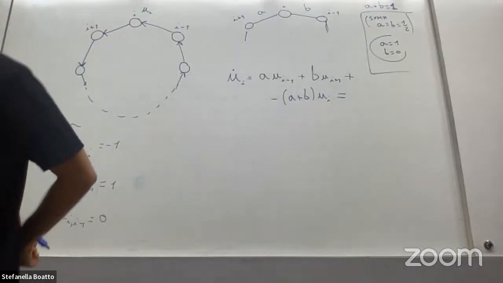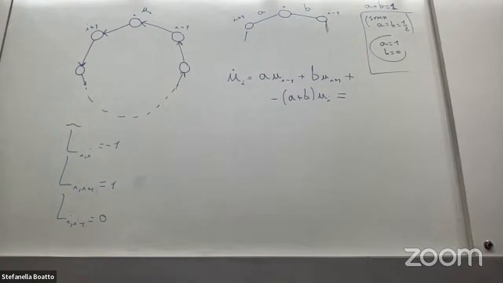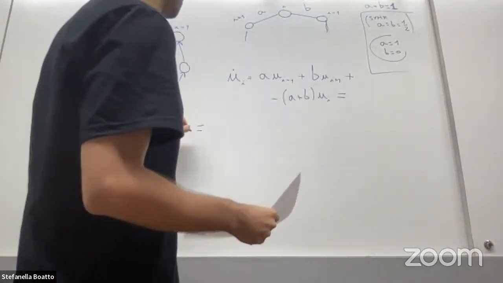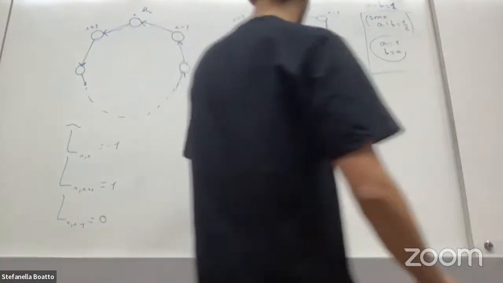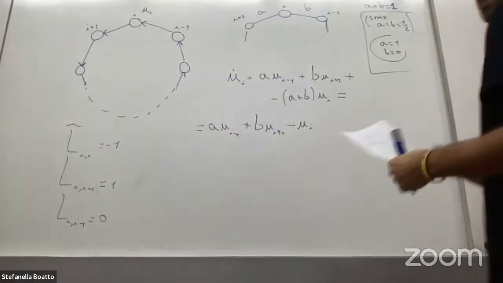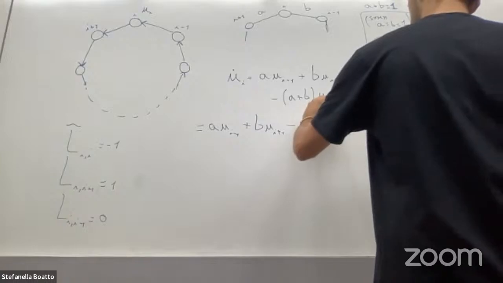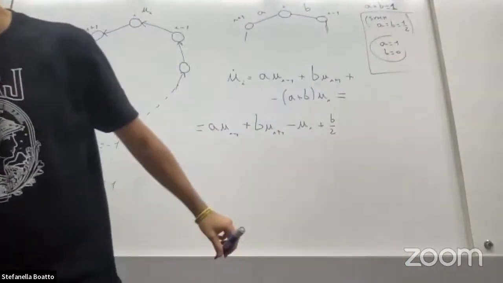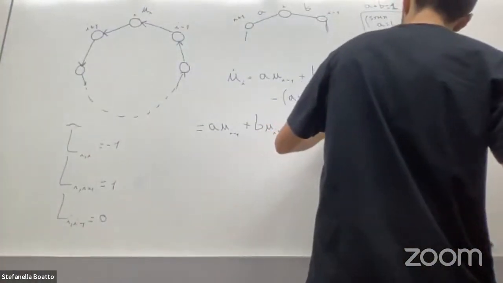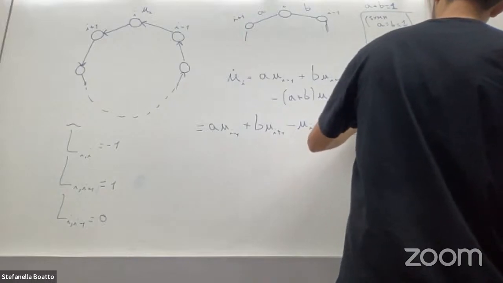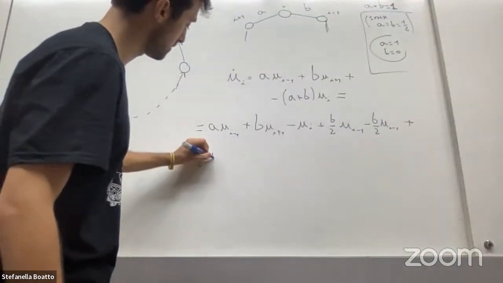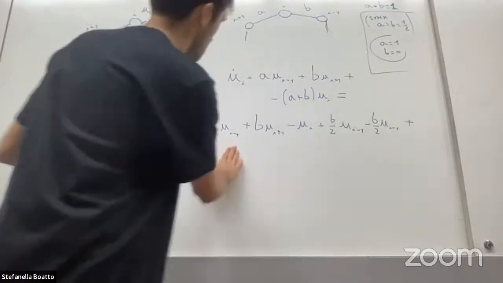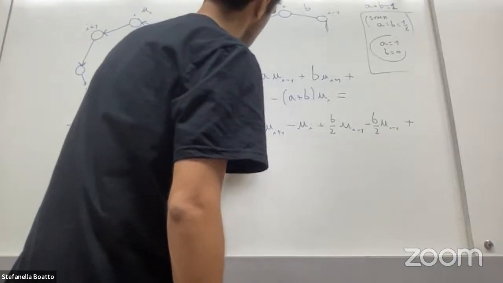Okay, so we can develop this. So this is equal to 1. So we have A u_{i-1} plus B u_{i+1} minus u_i. And then we add and we subtract. I have to get the indices right. So u_{i-1} minus u_{i-1}, and then A half u_{i+1} minus A half u_{i+1}.